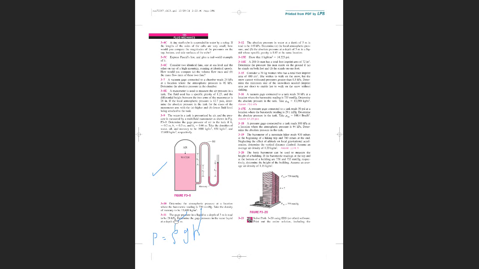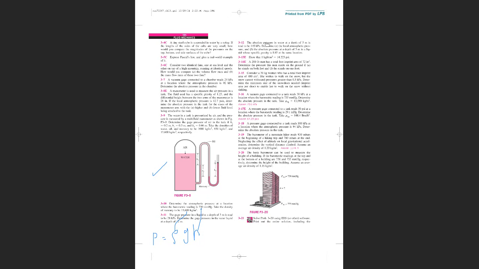Straightforward. Question 11. The gauge pressure in a liquid at a depth of 3 meters is measured to be 28 kPa. Determine the gauge pressure in the same liquid at a depth of 12 meters. Again, this is P equal to rho g h. You apply it for the first part to get the density, and then apply it in the second part to get the pressure. So 28 kPa equals rho, which is missing, times g, times h, which is given as 3 meters. From here you get rho, and then you apply it for the second case.